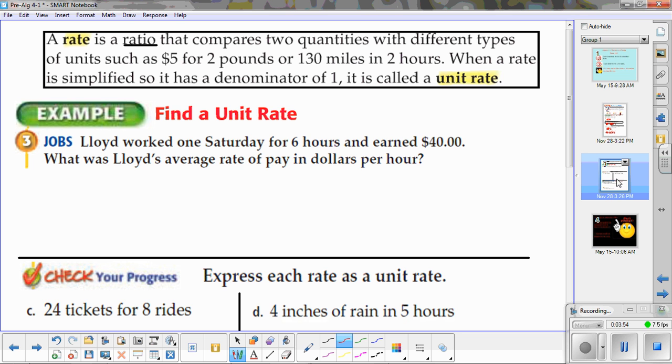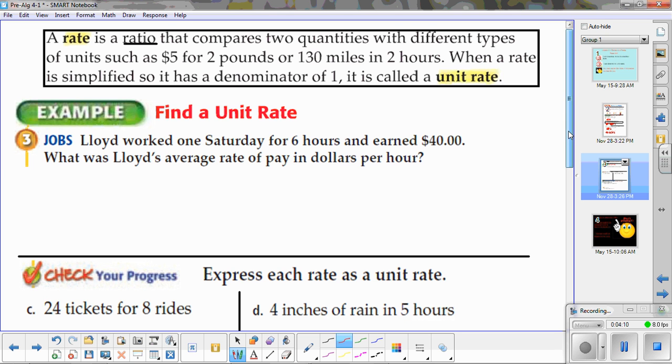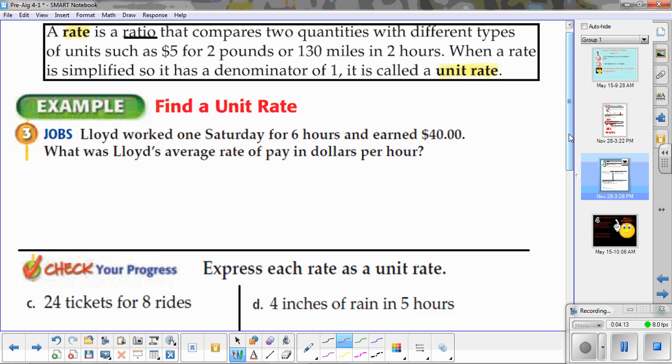A rate is a ratio that compares two quantities with different types of units, such as $5 for 2 pounds or 130 miles in 2 hours. When a rate is simplified so its denominator is 1, it's called a unit rate. In example 3, it says Lloyd worked one Saturday for 6 hours and earned $40. What was Lloyd's average rate of pay in dollars per hour?